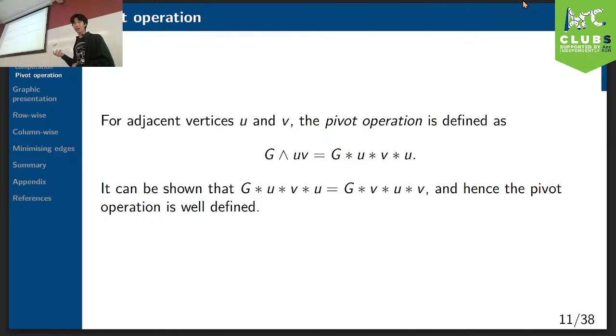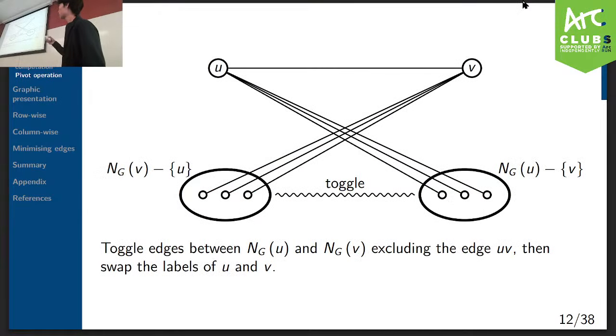It's kind of hard to imagine what happens when you invert on U and then V and then U again, because a lot of edges are changing. But what's actually happening is this. In a bipartite graph, you have UV being an edge, so they're going to be in different sections of your bipartite graph. The edges that you want to toggle are the ones going between the neighbors of U and the neighbors of V. If there is an edge that crosses between those two sets, you're going to delete it. And if there is a lack of an edge crossing between those two sets, you're going to add it. And then finally, you swap the labels of U and V. That's what it means to be doing a pivot.